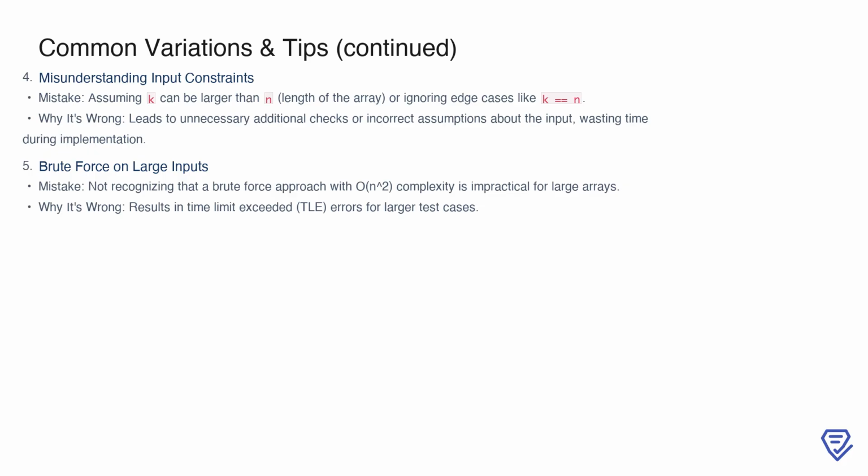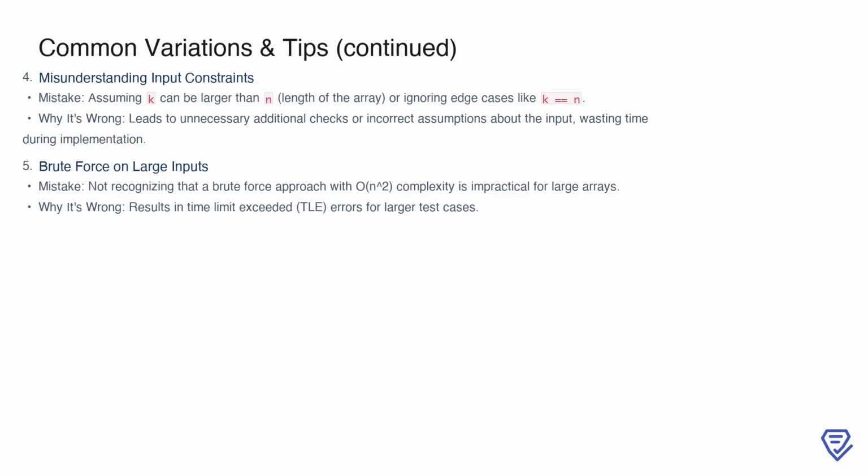Misunderstanding input constraints can be problematic. For instance, assuming that k can be larger than n, the length of the array, or overlooking edge cases like k = n can lead to unnecessary checks or incorrect assumptions in your code. This not only wastes time during implementation but can also result in bugs.